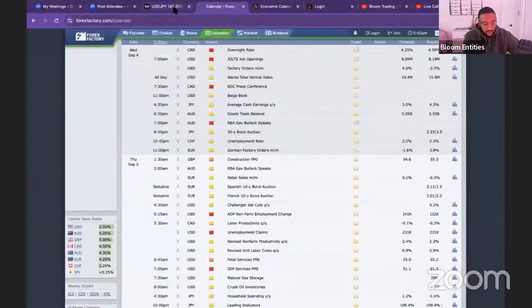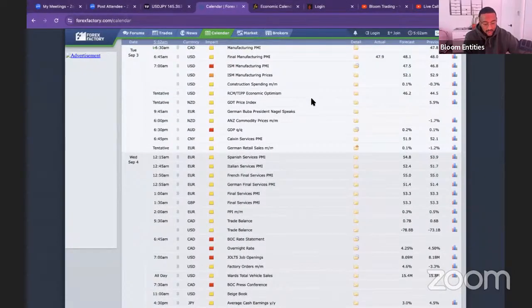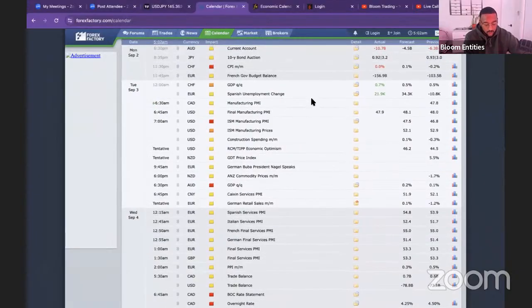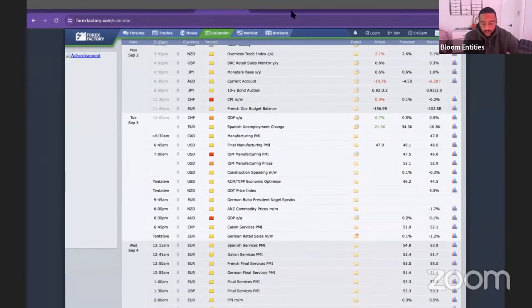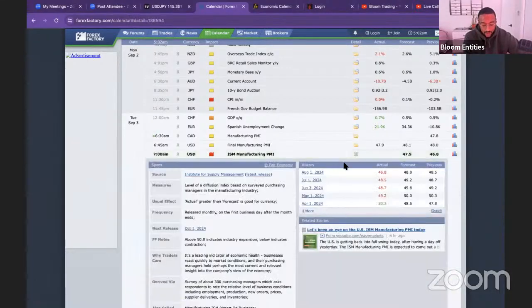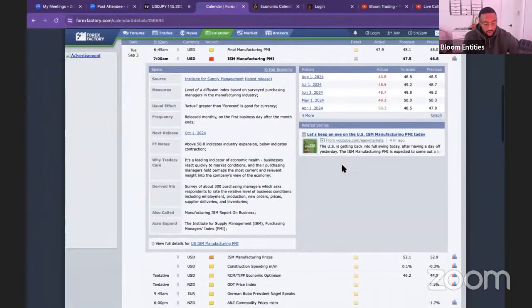So let's get to this news here. Let's start to understand our economy, our crazy economy. What the heck is going on in the world? It's crazy right now. And today at 7, so in 12 minutes, actually, we have an impactful folder. This ISM manufacturing PMI. I'm just going to expand this a little bit to get a gauge on what this is.